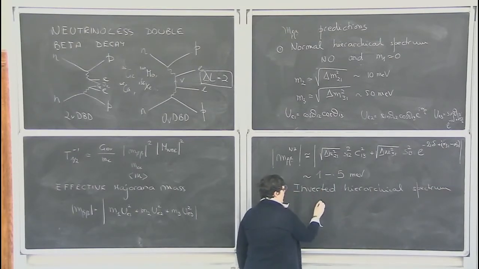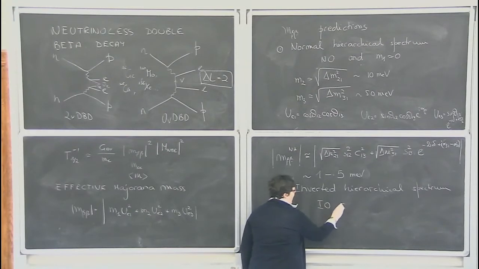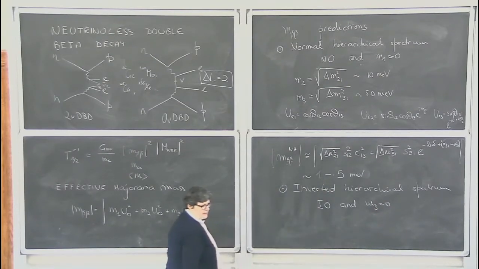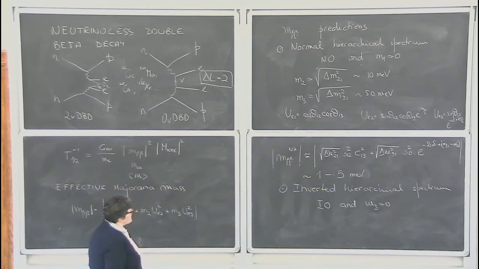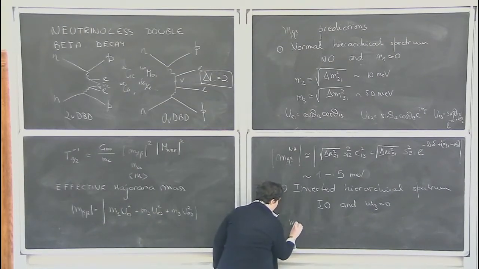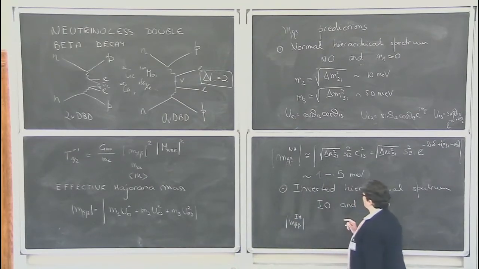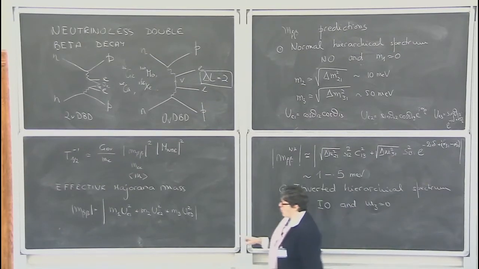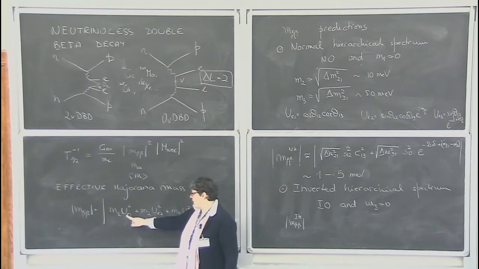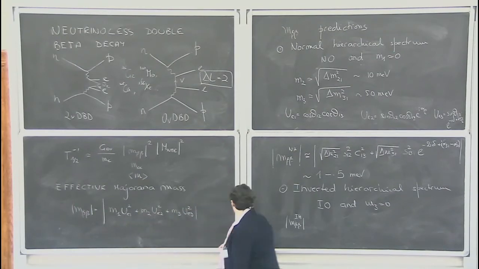Which is the case in which I have inverted ordering, and I can neglect the smallest mass, in this case M3. So I can do the same and find the predictions for the inverted hierarchical spectrum. I neglect M3, M1 and M2 are quasi-degenerate, and I will end up having only these two terms.